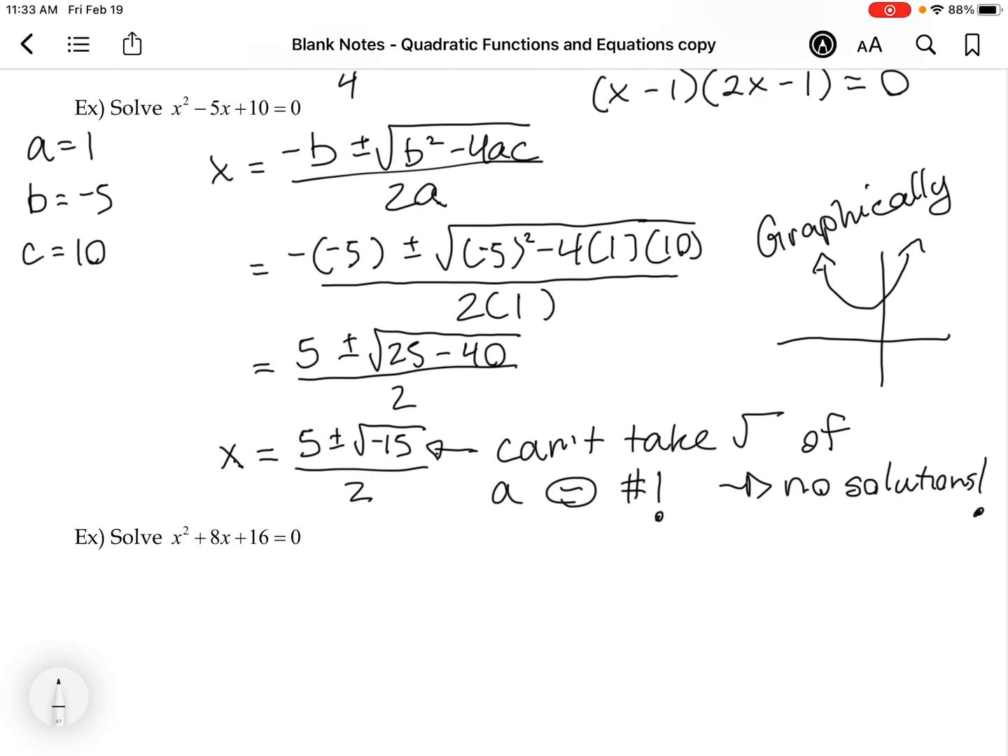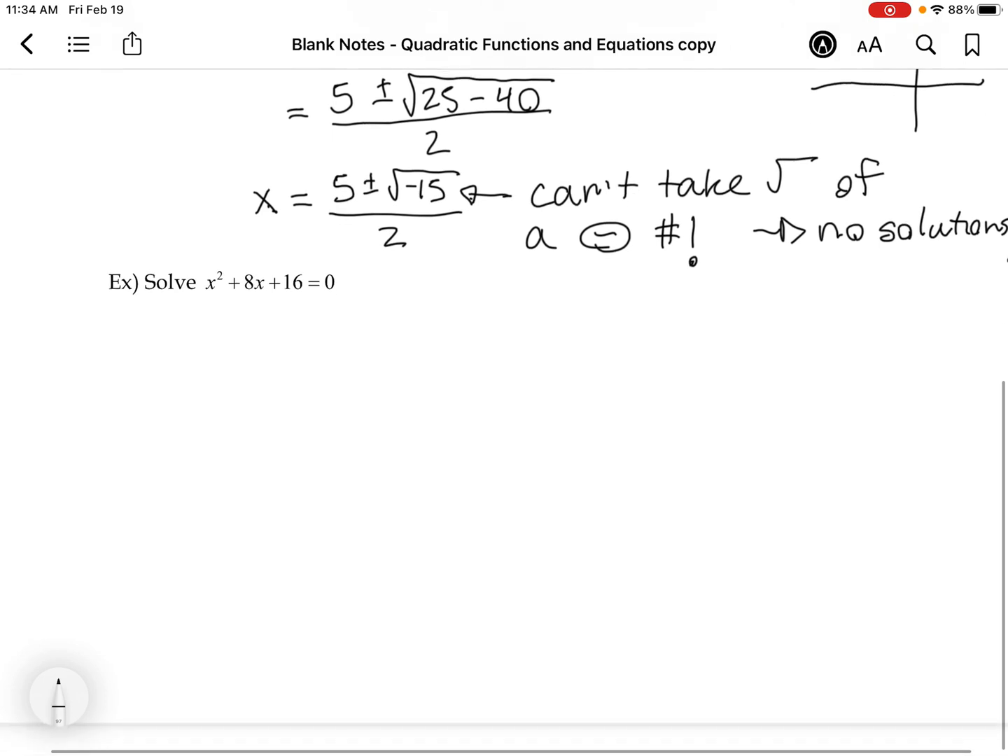Okay, so using the quadratic formula, if the value of the radicand is negative, that tells you that you have no solutions, because this is actually called an imaginary number, but we can't define that value. Okay, it doesn't make any sense. Okay, we're going to do one more.